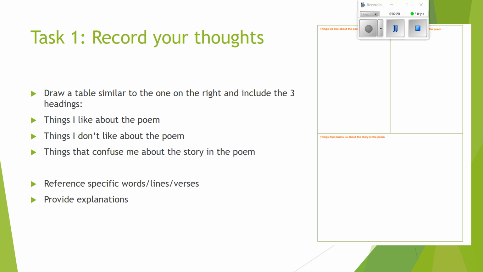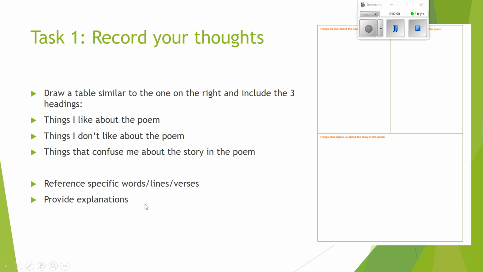And I would like you to write as many things as you can, things that you like about the poem, things you don't like, and things that confuse you about the story. That might be a specific word, it might be a certain line or a verse, or a group of words. I don't mind, or a group of lines, anything. So I want you to reference which line or word or verse you're on about, or roughly whereabouts anyway, for each point you make. So you might say, I like the first verse in the poem, and then I want you to provide an explanation as to why you like that verse in the poem.